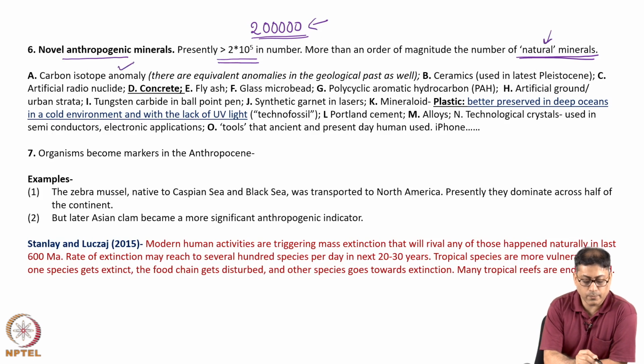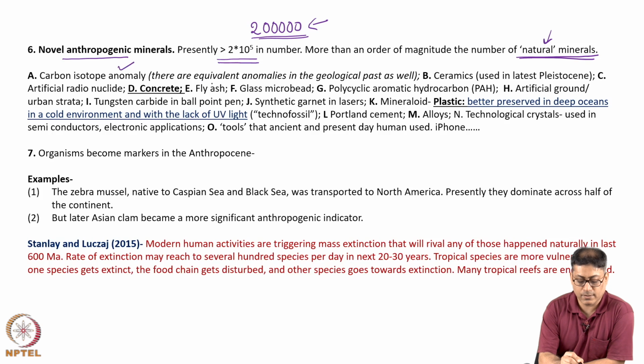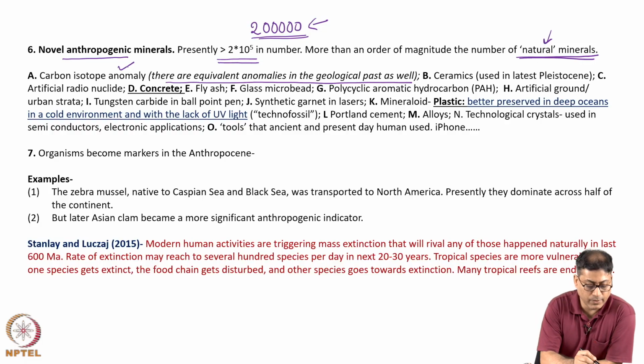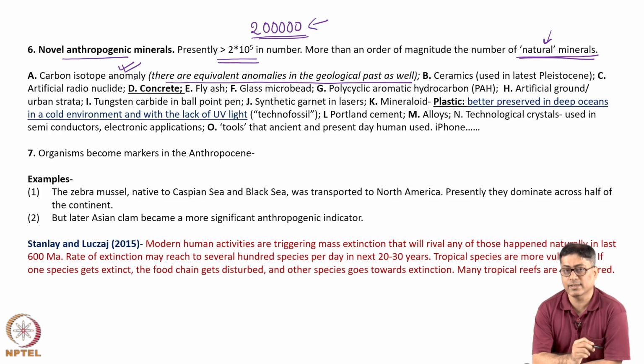The carbon isotope anomaly has been noted in the anthropogenic sediment, and note that such equivalent anomalies occurred in the geological past as well. In the Carboniferous time, there was coalification at several places in the world. The deposition and preservation of carbon material was tremendous. So, while we note the carbon isotope anomaly or carbon anomaly in the Anthropocene sediments, it does not mean it only happened in the past by human beings. Long back nature has also produced carbon anomalies.